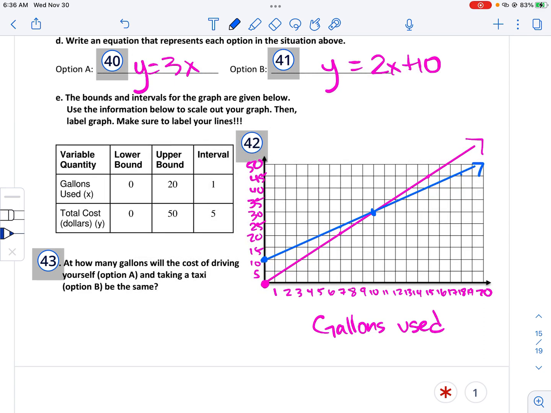At how many gallons will it cost the same? So when are they exactly the same? It wants to know the cost. Oh, I forgot to write that cost. At 10 gallons, how many gallons, will it cost the same at 10 gallons?